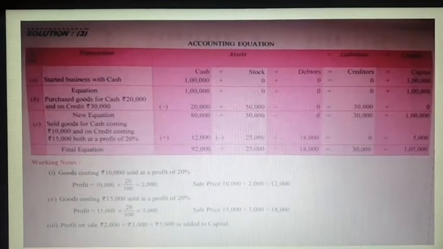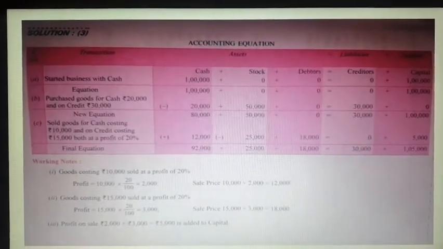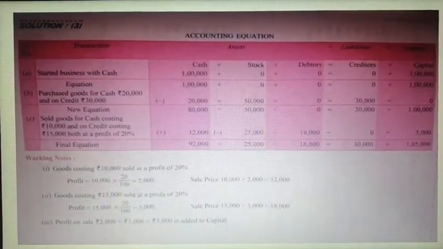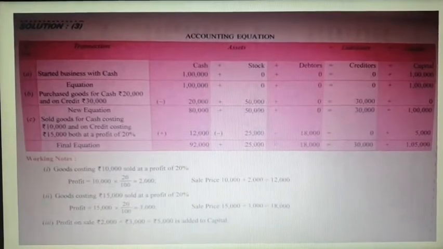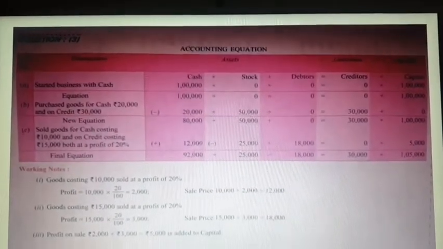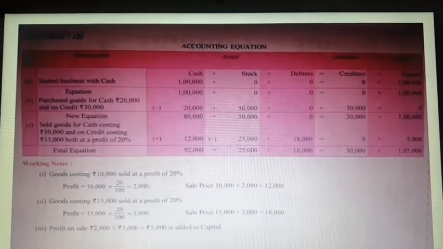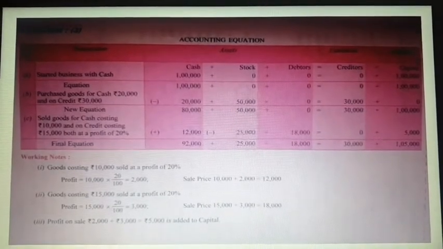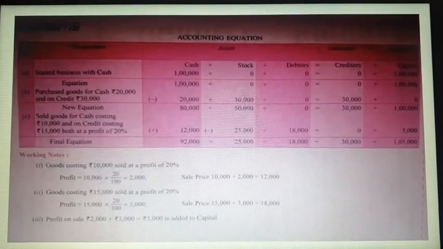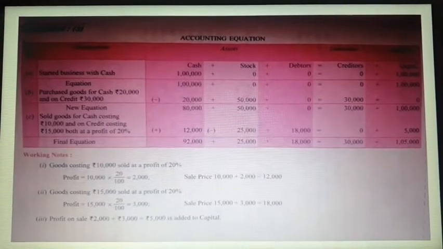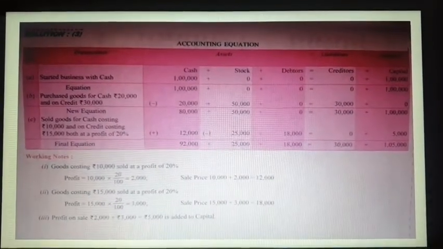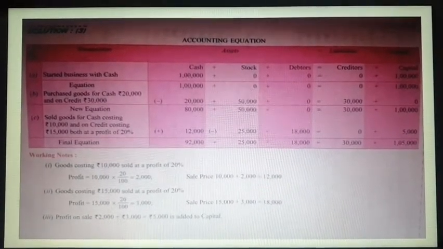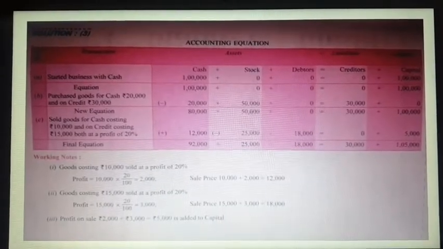Now let's start with the first point: started business with cash. As per the previous discussion, whenever an amount is invested by the owner in the business, it is considered a part of capital. So here, started business with cash will affect two sides: one on the asset side, that is cash, and second is capital, because this is the amount introduced by the owner for the first time in the business. So your capital will increase by 1 lakh and your cash asset will increase by 1 lakh.